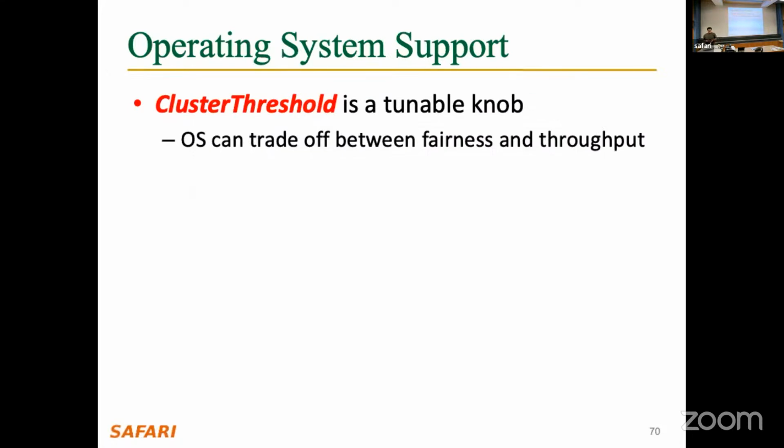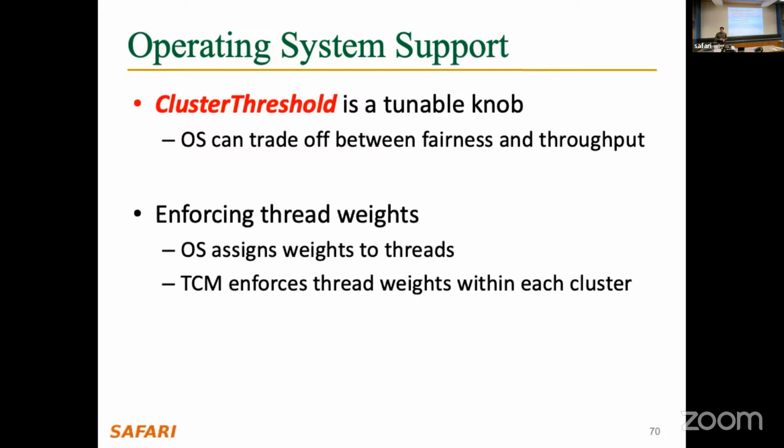And the operating system also can play a role. Basically, it can tune the cluster threshold to trade off between fairness and throughput, as I described. And it can assign weights to threads. So instead of rank shuffling, for example, you can rely on the OS to assign weights, importance, to threads based on system level agreements that you have in that system.